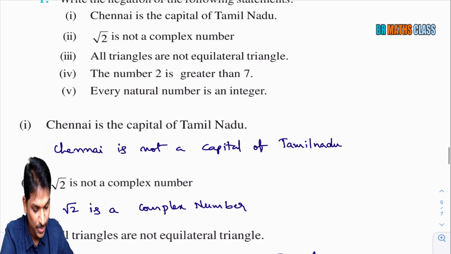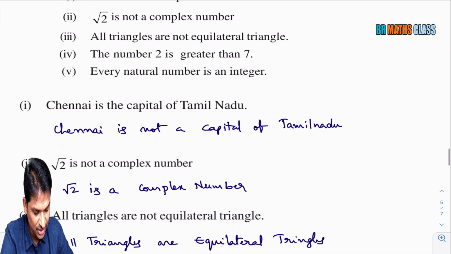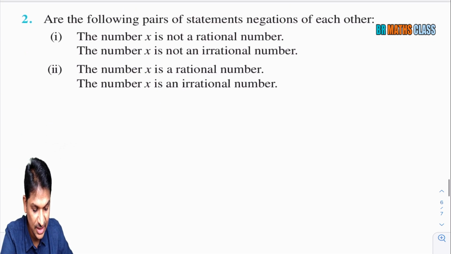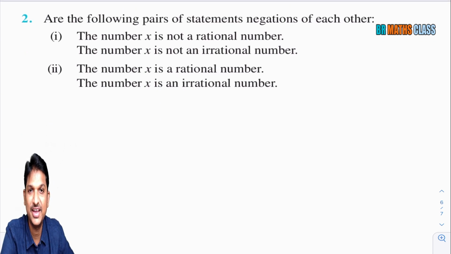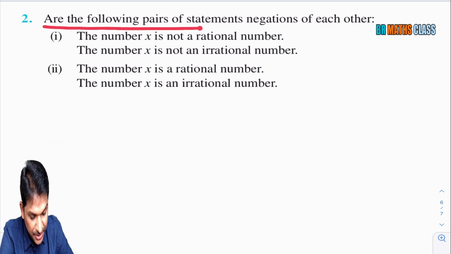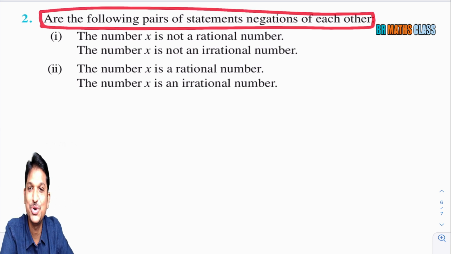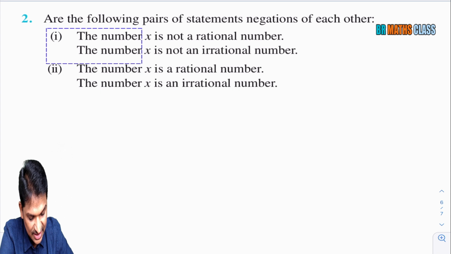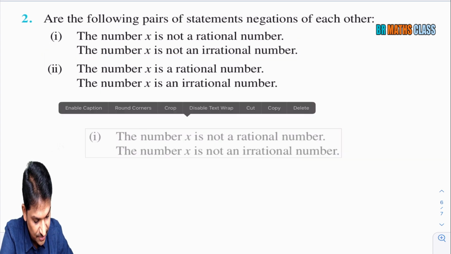Right? Now we'll move to the second question. Exercise number 14.2, second question. What is the second question? Are the following pair of statements negations of each other? This is an interesting question. Many students get confused in this. Nothing to confuse. Okay, we'll take the first bit. This is the pair of statements they gave in the second question.